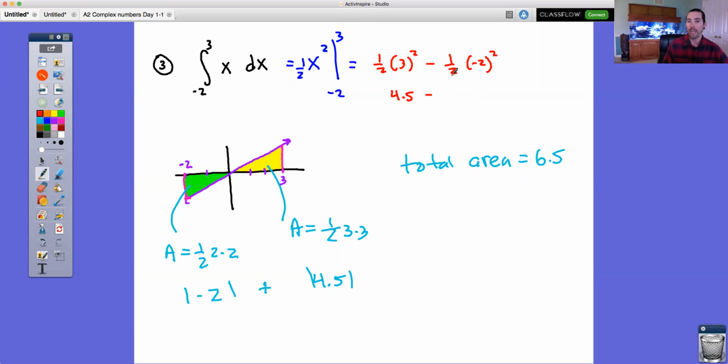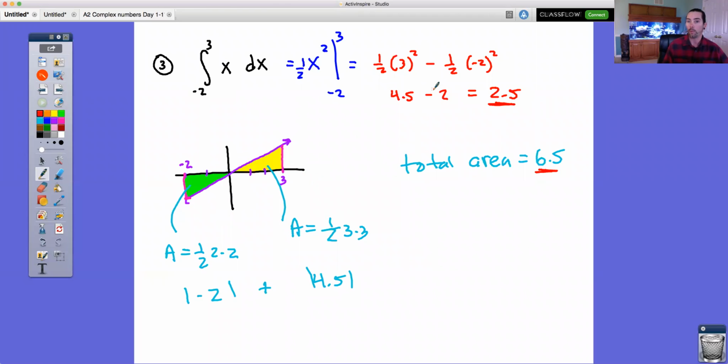-2 squared times 1/2 is 2. 4.5 minus 2 is 2.5, which is what I originally said. So there is the practical application of integrating using antiderivatives and then evaluating versus a graphical approach. Still noting that the total area is different than the net change.